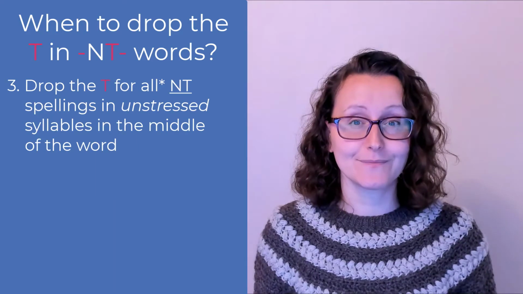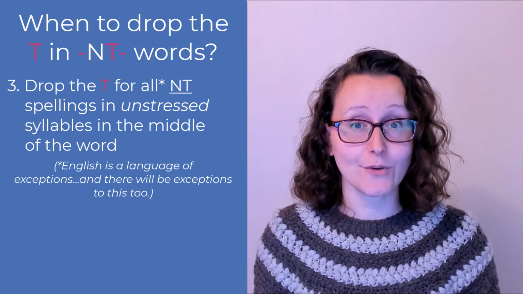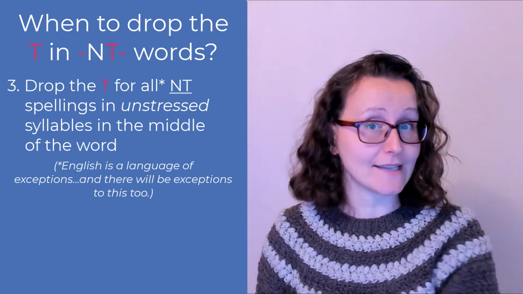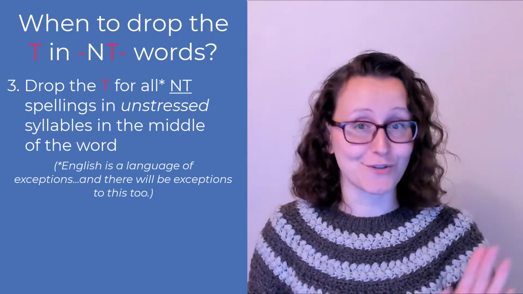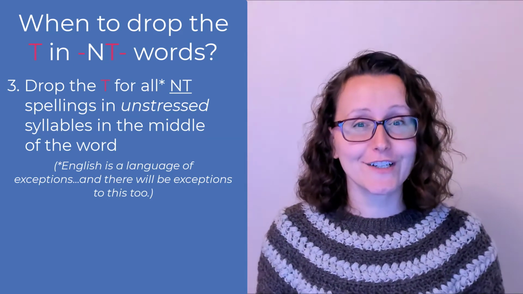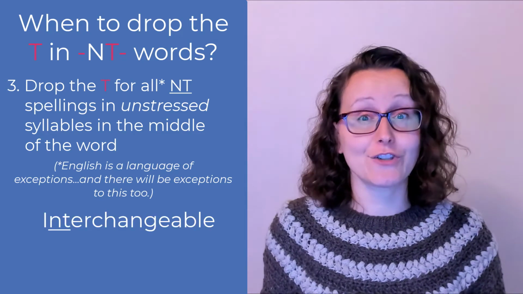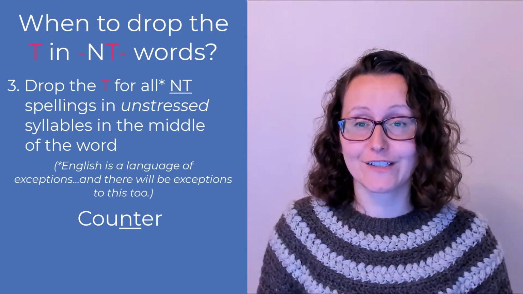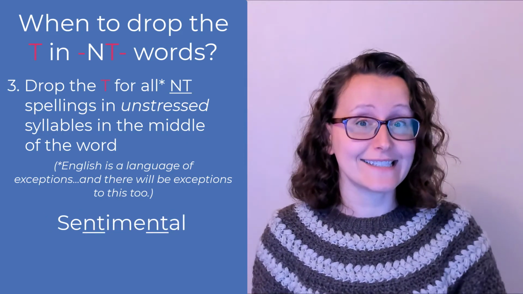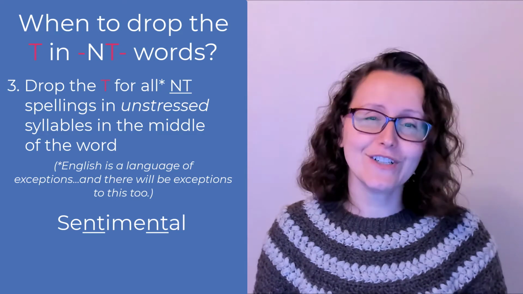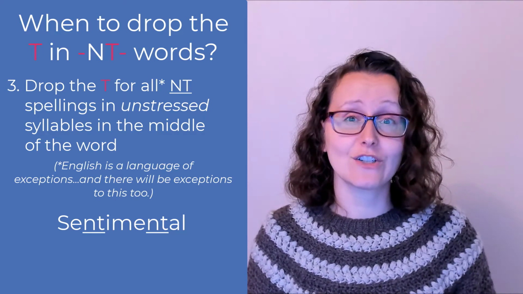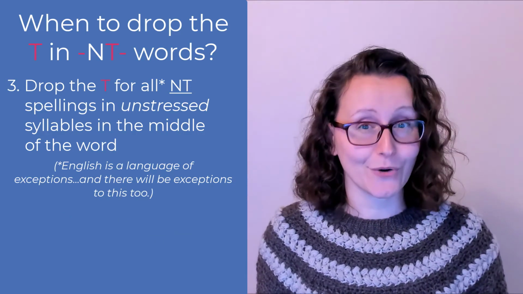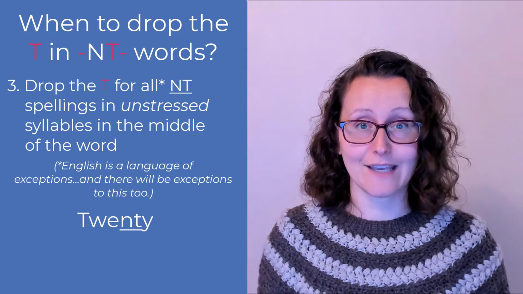The third rule is that if it's an unstressed syllable and you have that NT spelling, you are going to just drop your T. Like I said, like 2020. It's gone. So words where you could find this are words like interchangeable, international, counter. You could find it in words like representative or sentimental. You could say sentimental, or you could just drop your T's. That happens twice in the same word. Or, most importantly for today's video, you have the word 20.